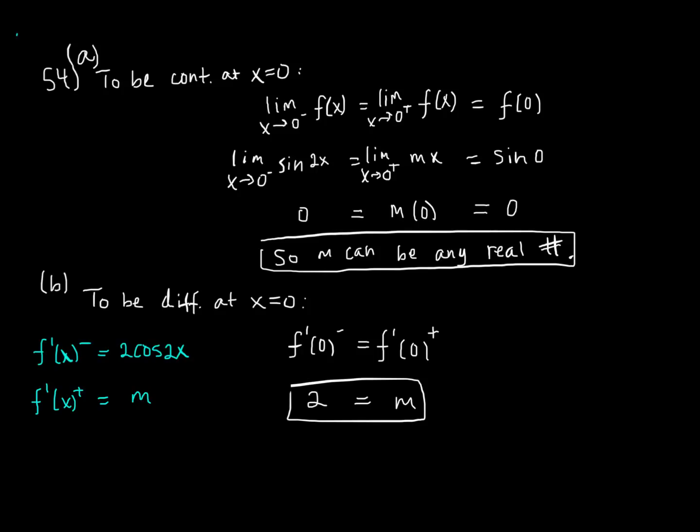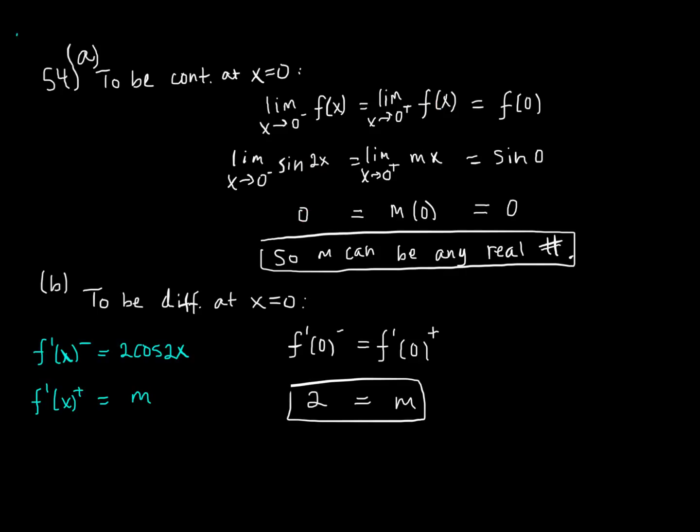All right, number 54. Again, continuity at a point means the limit as you approach from the left of that point has to be equal to the limit as you approach from the right of that point, and that has to be equal to the value of the function at that point. So looking at the function f of x to the left of 0, that is where it's defined as sine of 2x. So if I take the limit as x approaches 0, I can actually use substitution again. Sine of 2 times 0 is sine of 0, and sine of 0 is 0.